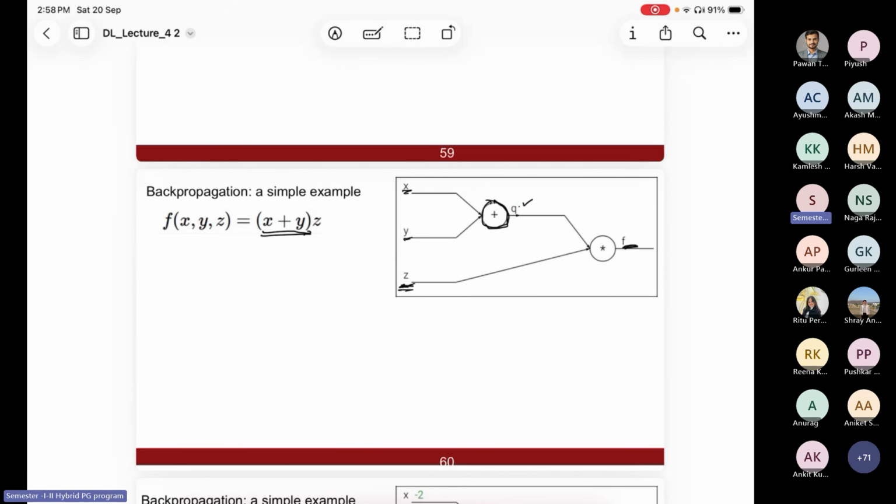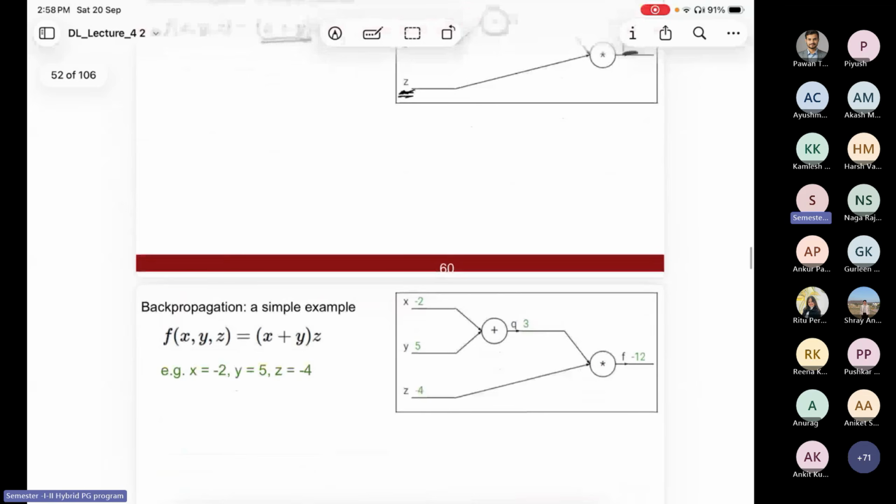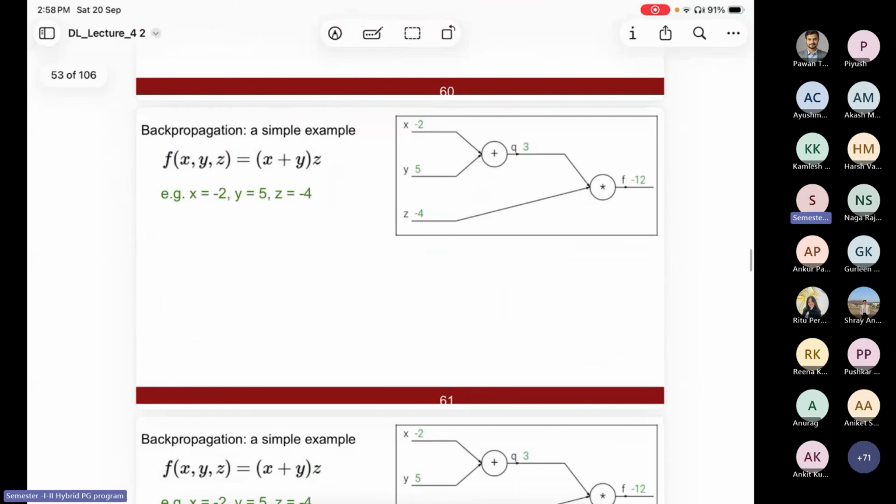Now let's take some values and see what we get. Because you know that x, y, z are variables, you can take any values for them. So suppose you take x equal to -2, y equal to 5, and z equal to -4. If I do x plus y here, I'll get 5 plus -2, that will give you 3, and then -4 into 3, that will give you -12.